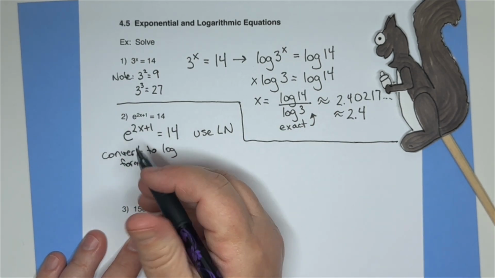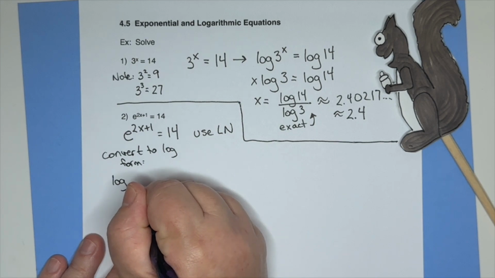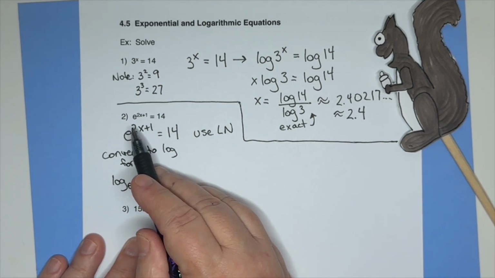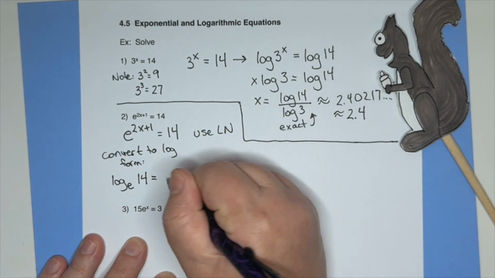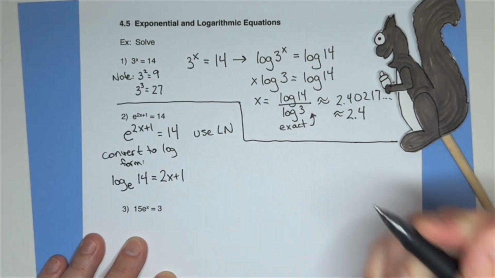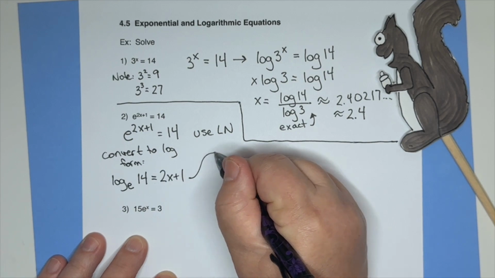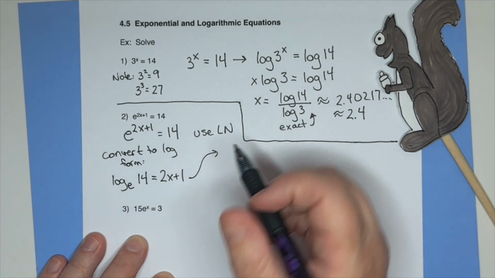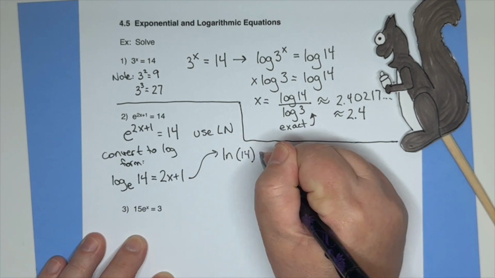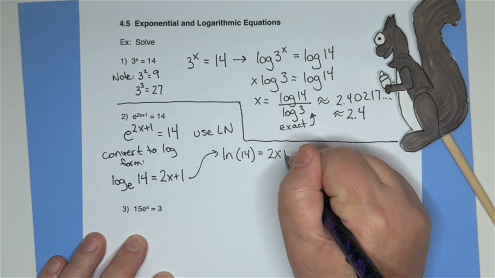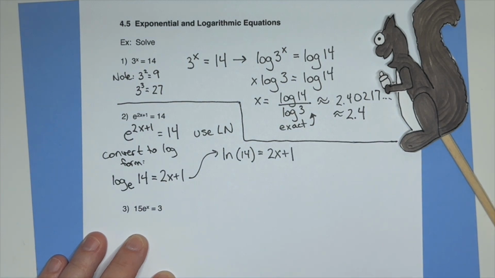Remember what we do is we do log base e, so that's our base, then we go across the way of 14 equals 2x plus 1. So now where does that put us? Well, log base e is natural log of 14 is equal to 2x plus 1. Now, how do I solve for x? Well, I just have to isolate x.